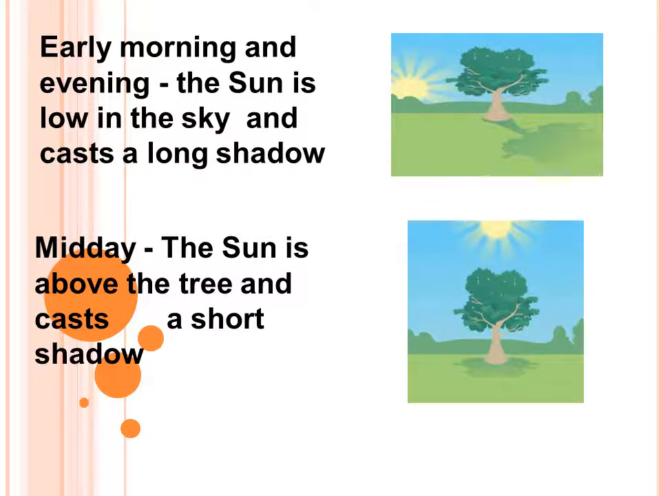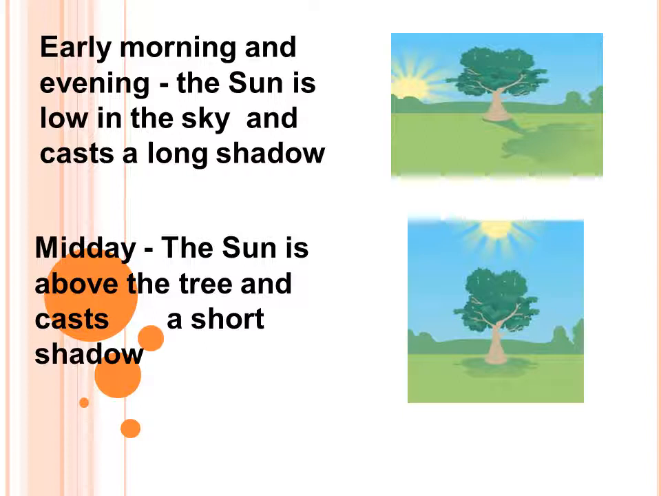So in the morning, we can see the shadow of certain things, say for example a tree. It will appear long. As time passes, when the sun moves towards overhead, that means at midday, the shadow will be small. The shadow will keep on decreasing. Then at midday it will be short, as you can see in the figure. Then after midday, in the afternoon and evening, again it will be longer.